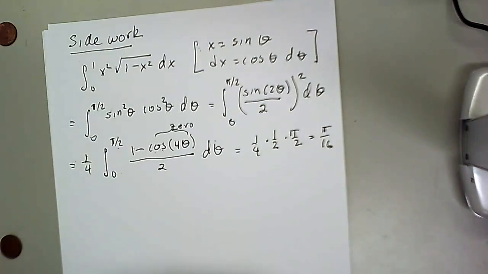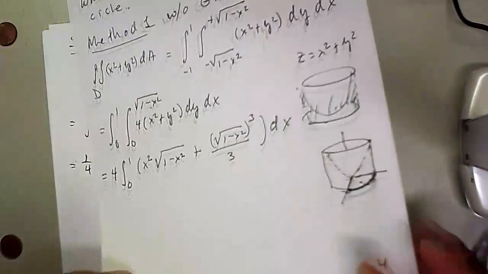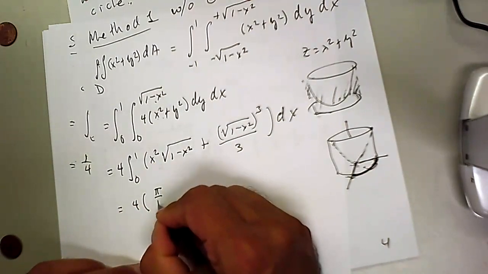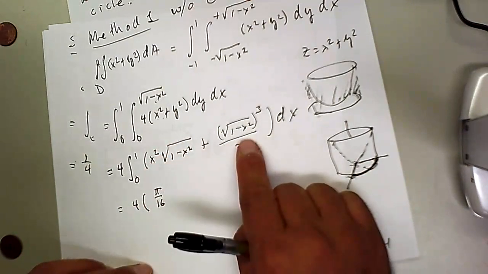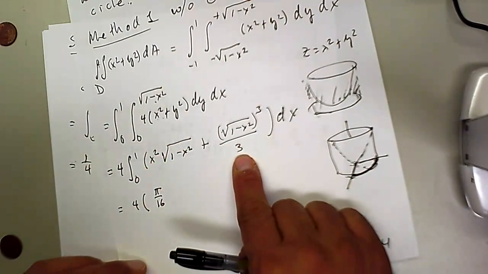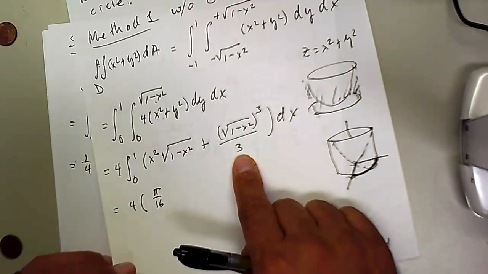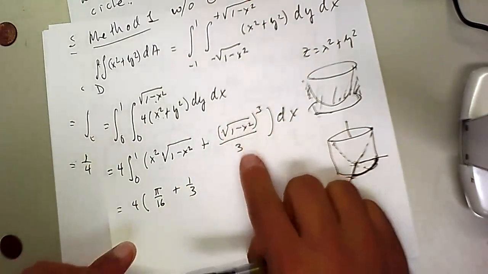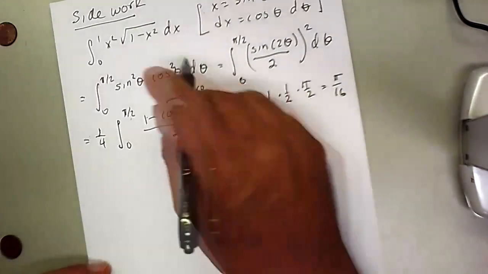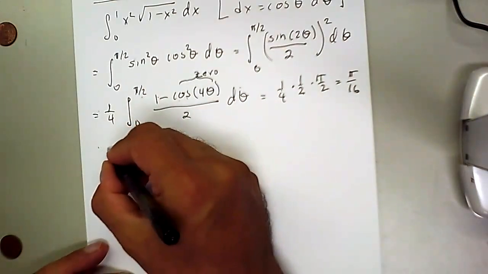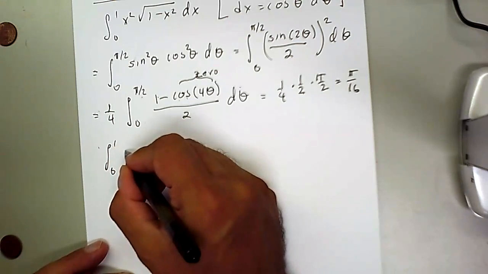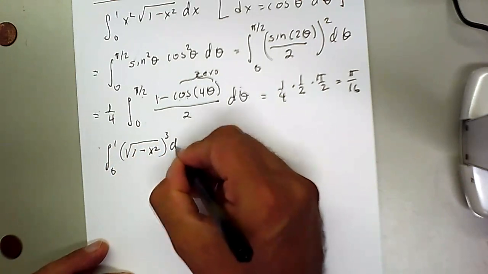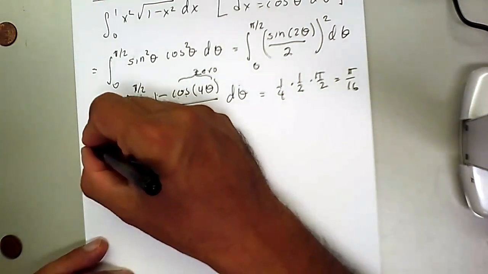Okay, so remember we are doing this integral. So we have 4 times parentheses pi over 16 that came from this integral. Now we got to do that. I'm not going to include the 3 right now. Let's keep it here, plus 1/3. And let's just do this integral. Okay, so that's done. So we have a new problem, the integral from 0 to 1 of the square root of 1 minus x squared, cubed, dx. So this is a new problem.